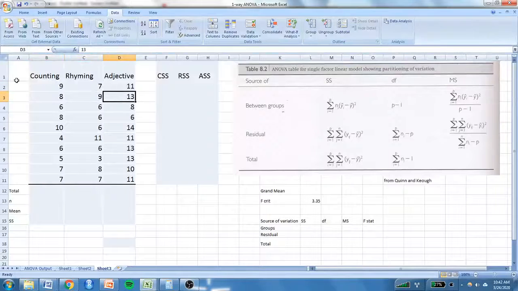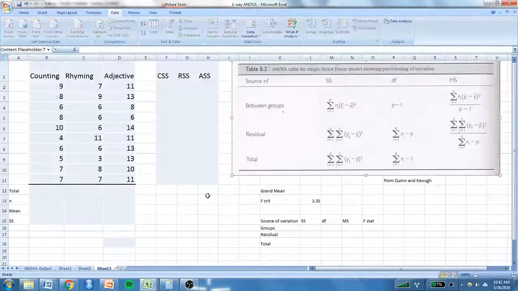So first things first, let's just orient ourselves to what we're going to have to do. I have pasted in here the handy dandy equations from Quinn and Keough, which is one of your optional textbooks.